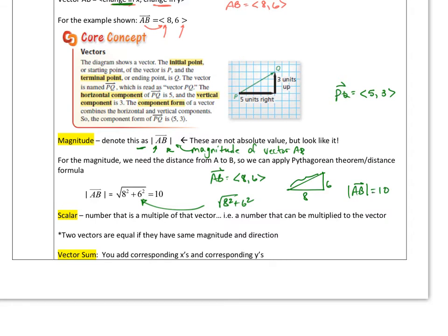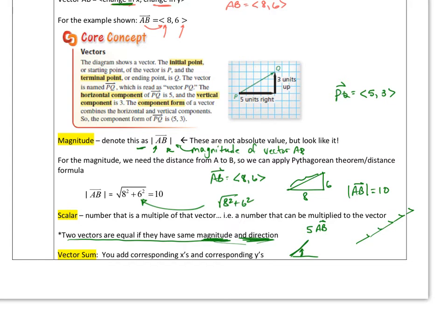Now, a scalar is a number that I can multiply a vector by. For example, I could say 5 times vector AB. So now it's going to be like having 5 of these ABs lined up, 5 times it. Now, two vectors are equal if they have the same magnitude and the same direction. What do I mean by direction? We're not going to focus on direction a whole lot, but direction would be this angle that's formed. For right now, we're not going to focus too much on that.